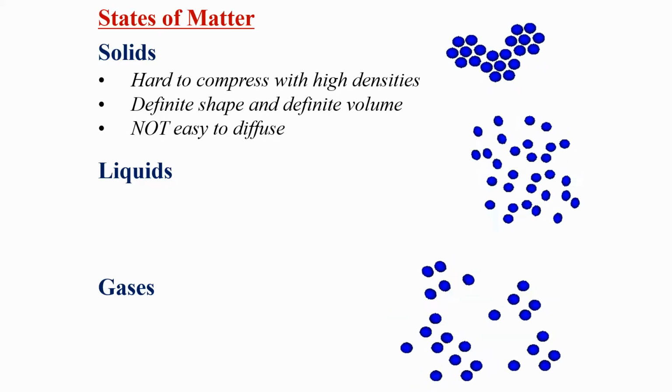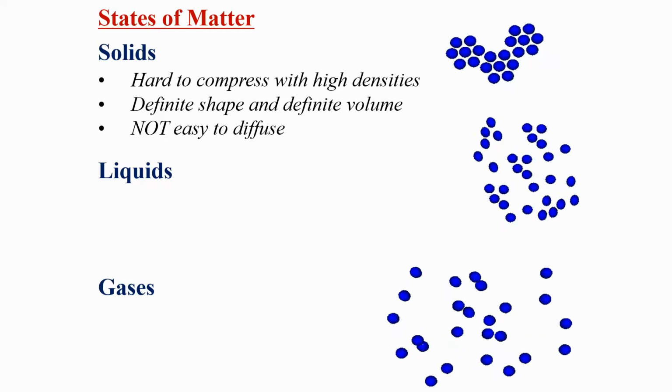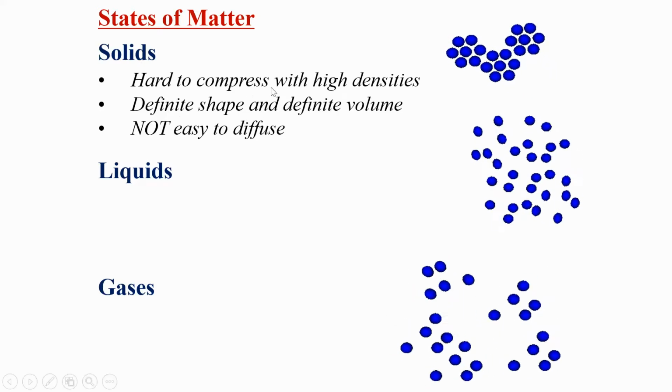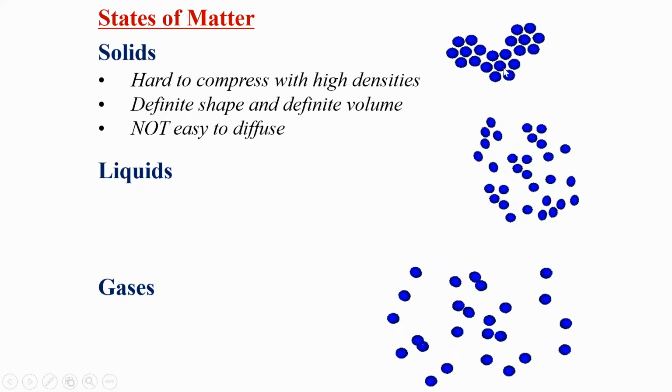So kinetic molecular theory. Kinetic means movement. Molecular means molecules, and theory means our scientific approach. And that's how we're going to define it. So we'll see here. Solids are hard to compress with high densities because their molecules are very close together and they're not moving very much. They have a definite shape and volume, and they're not easy to diffuse.